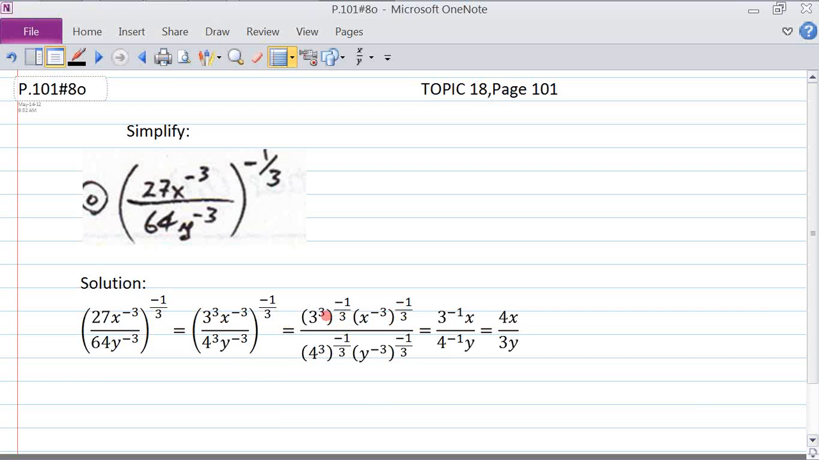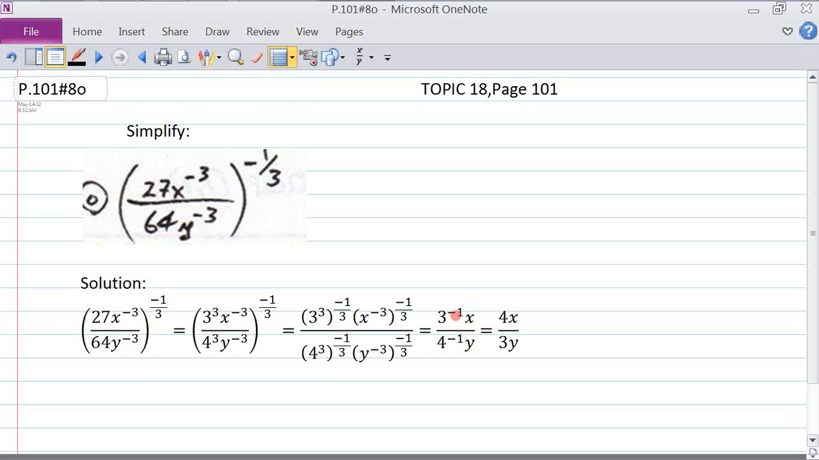So 3 cancels, and I get 3 to the minus 1. The minus 3 and the minus 1/3 gives me plus 1, x to the 1, and I haven't put it in here. You can if you want. The 3 here and the 3 here cancel, and I have 4 to the minus 1. This is minus 3 times minus 1/3, which is y to the plus 1 raised to the power plus 1. So that's the same as this.